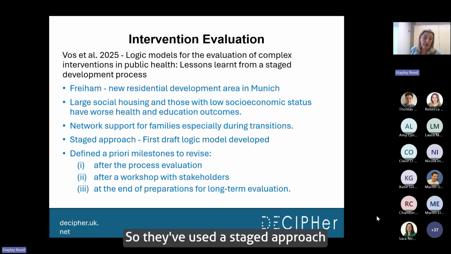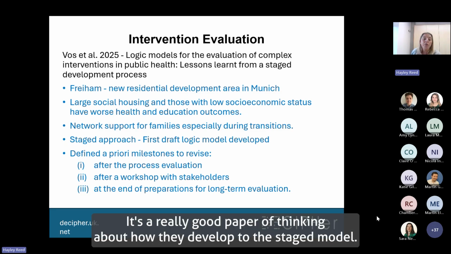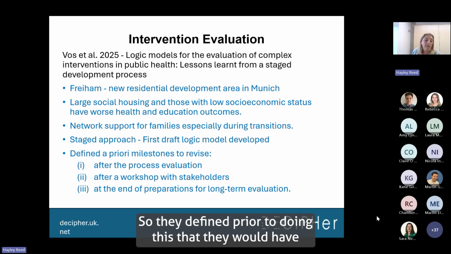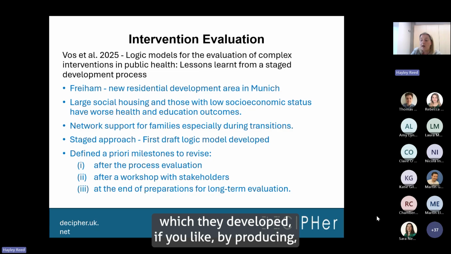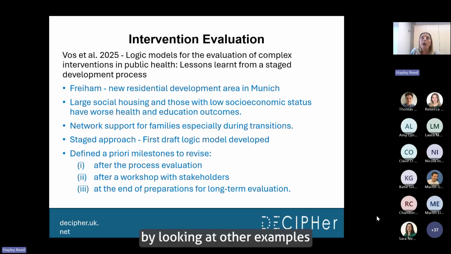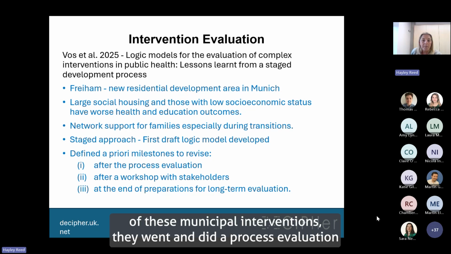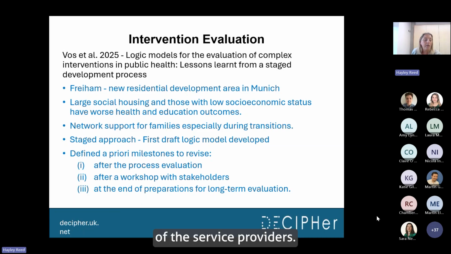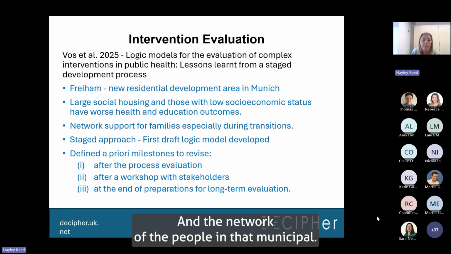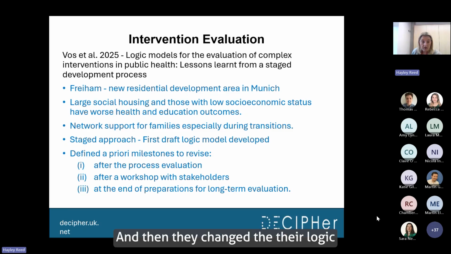So they've used a stage approach to logic modelling, and this is a really good paper. It's only just been published in 2025. It's a really good paper of thinking about how they developed up a stage model. They defined prior to doing this that they would have a first draft logic model, which they developed by looking at other examples of these municipal interventions. They then did a process evaluation where they interviewed people, including the network coordinators, other service providers in the network, other people in the municipal, and then they changed the logic model.